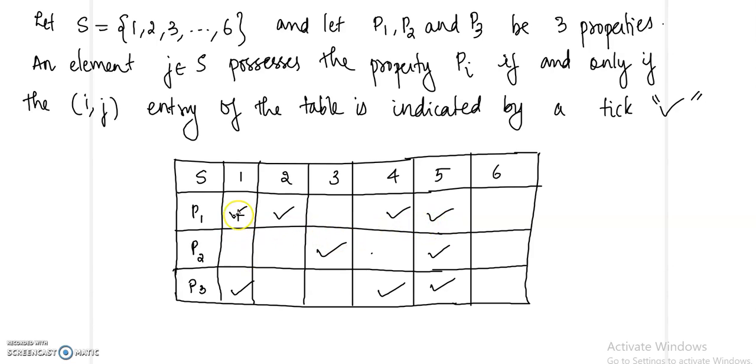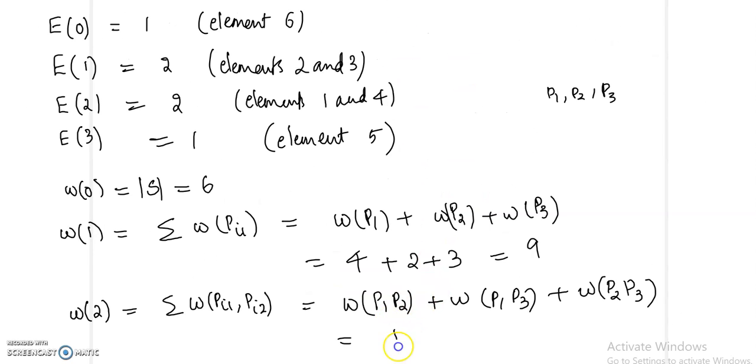The elements that possess both p1 and p2, there is only 5. So that's the number of elements which possess the properties p1 and p2. So that will be just 5. So 1.